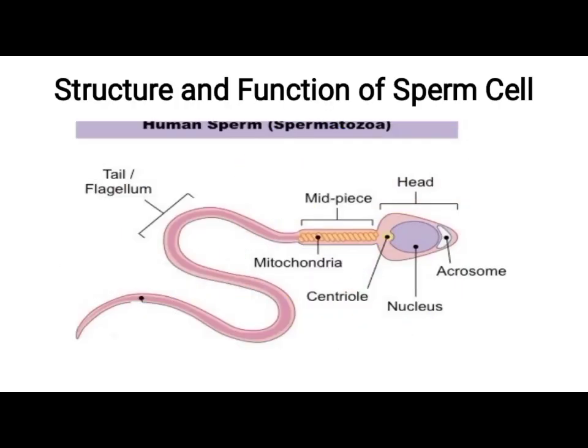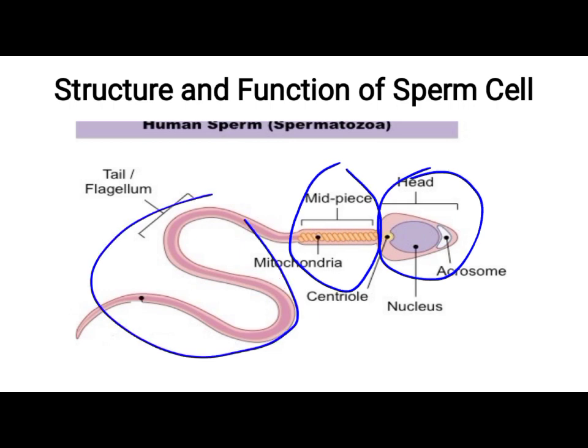I have the male gamete here, and this is referred to as a spermatozoa. It has basically four parts. The first part is the head, the second part is the middle piece, and the last part is the tail, or you call it the flagellum. The first part, which is the head, is made up of the acrosome, and then you have the nucleus, and then the centriole.